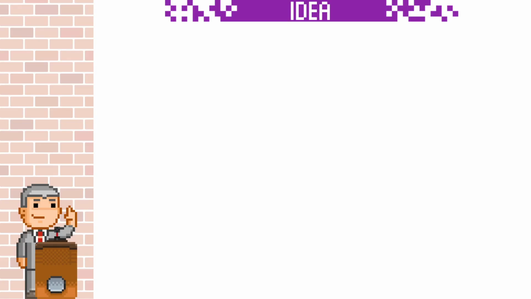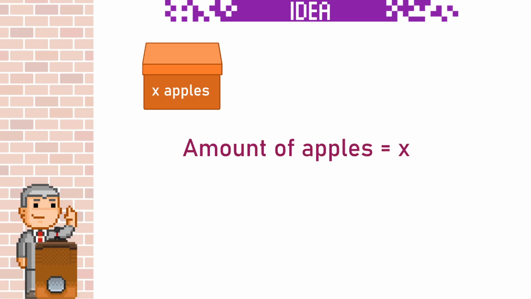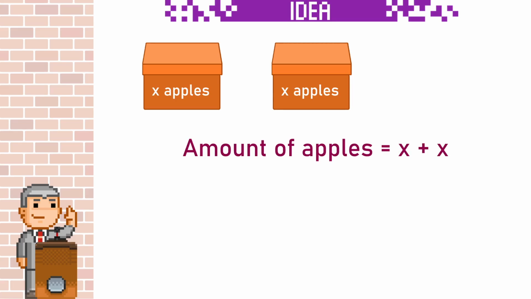We're going to have a lot of algebra to come, but let's cover the basics. Imagine I have a box of apples. Because I don't know how many apples are in the box, I can label it as X apples. The total number of apples I have is X apples. If I have a box with the same number of apples, the new box will also have X apples. In total, we have X plus X apples.